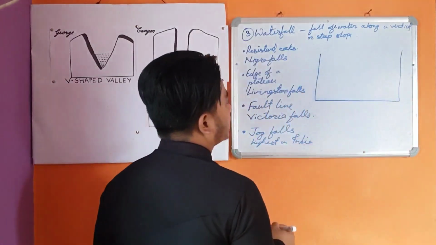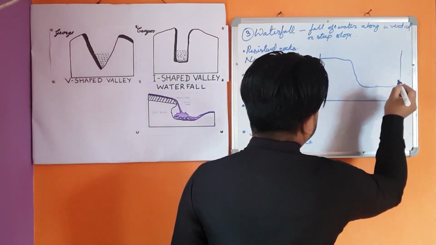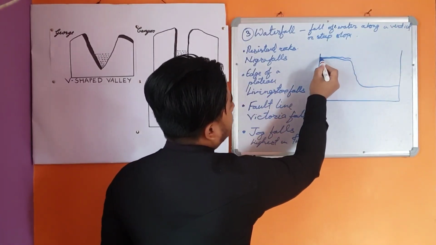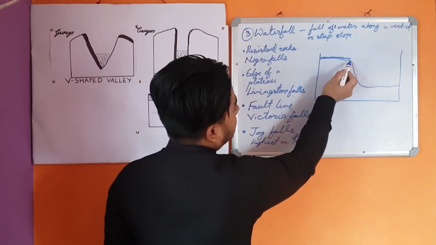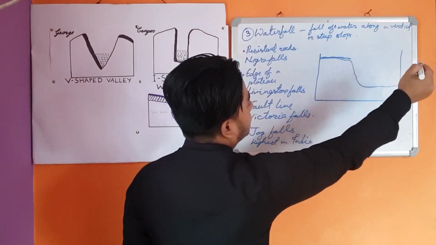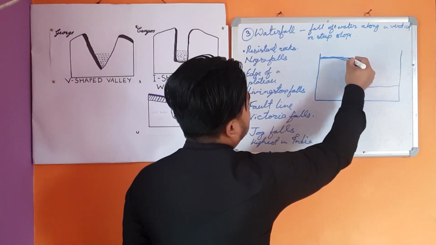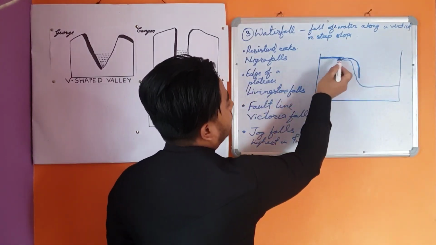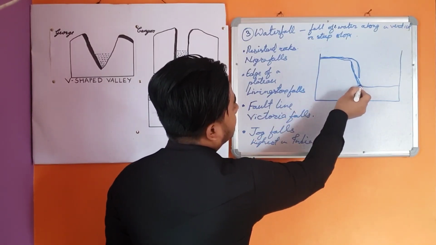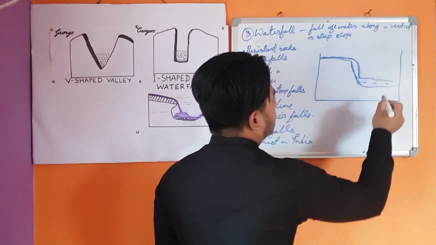For example, if this is a landform, if a river is flowing over here, so now here there is no way that the river can flow across. So as a result the river water falls. And this fall of the river water along a vertical or steep slope of a land, that is called a waterfall.